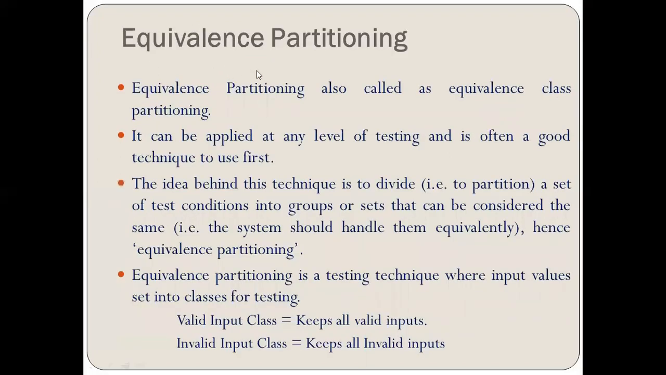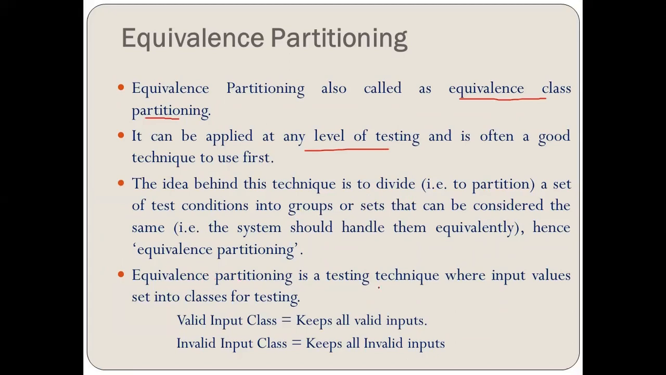The third part is called equivalence partitioning. Now, what is this equivalence partitioning? Equivalence partitioning is also called equivalence class partitioning. It can be applied at any level of testing, and it is a very good technique for finding out the errors. It works on the idea of dividing or partitioning. Partitioning means dividing the test conditions into groups or sets that can be considered the same, right?